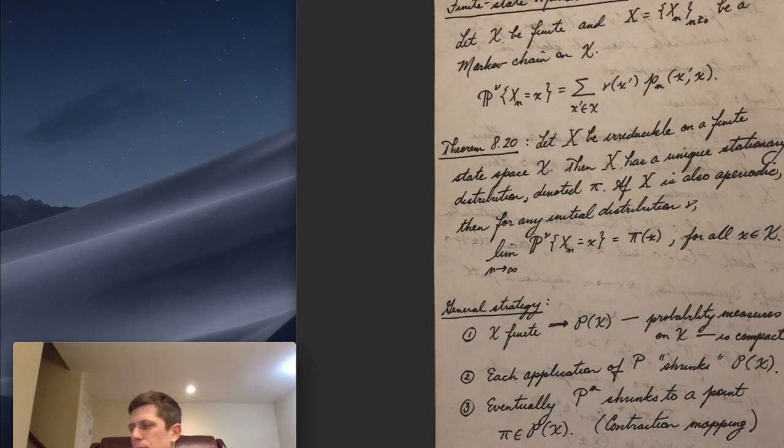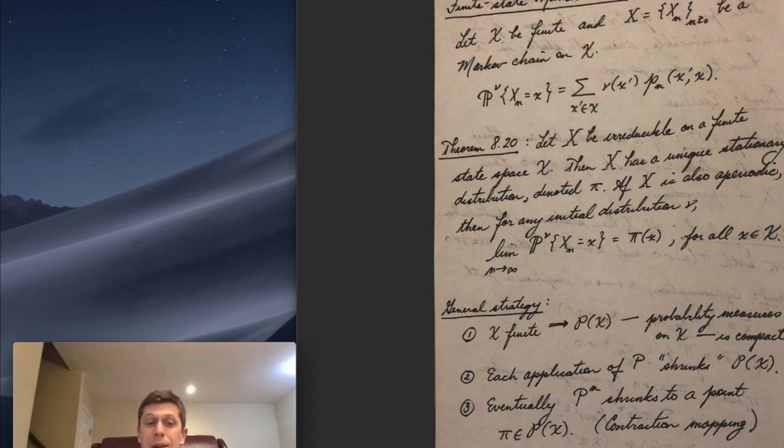And the main theorem that we're going to talk about here is that if we have an irreducible chain on a finite state space, then the chain has a unique stationary distribution. So all finite state irreducible chains have unique stationary distributions. Okay.